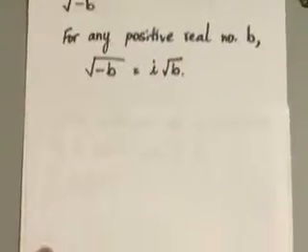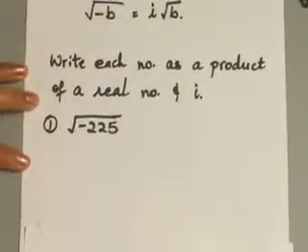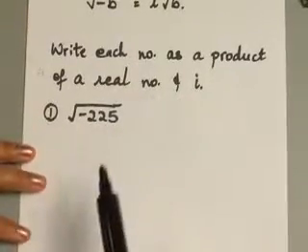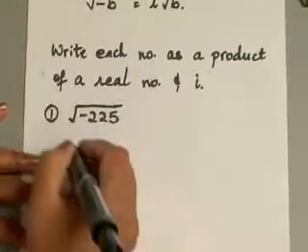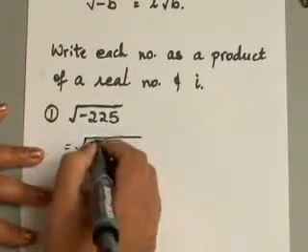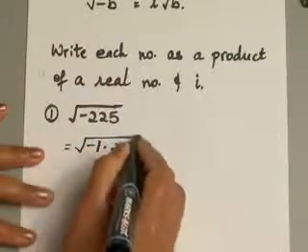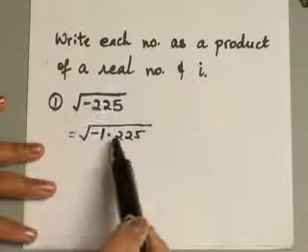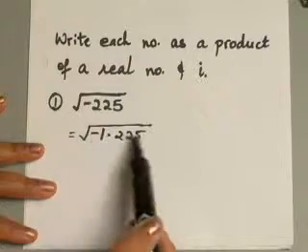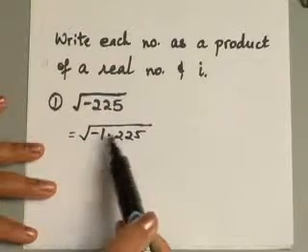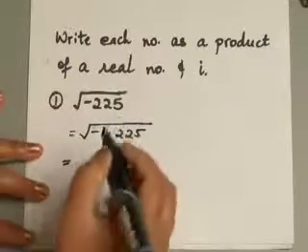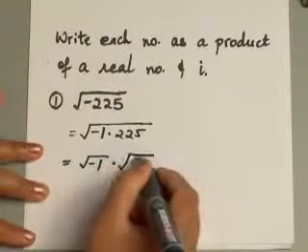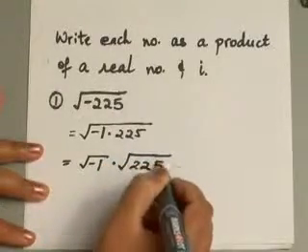So let's go ahead and look at this example here. Now we want to write this number as a product of a real number and the number i. So we will go ahead and write this number as negative 1 times 225. We're basically just taking that negative and putting it as negative 1 and getting the 225 as a positive number. So you're just rewriting it as a product of negative 1 and 225. Now, you can go ahead and break this up as the square root of negative 1 and the square root of 225.